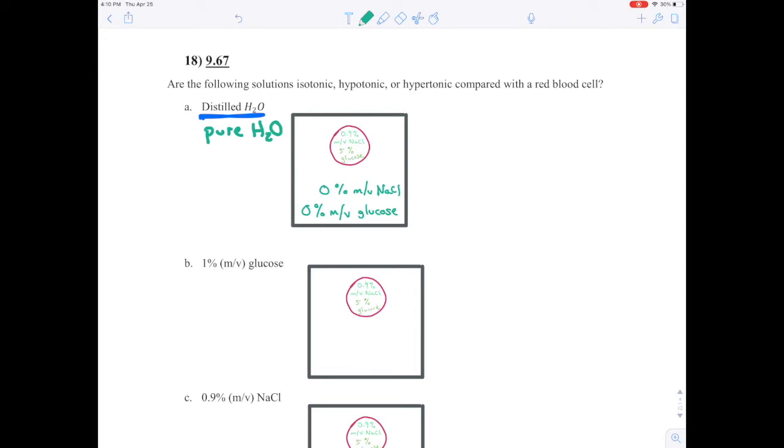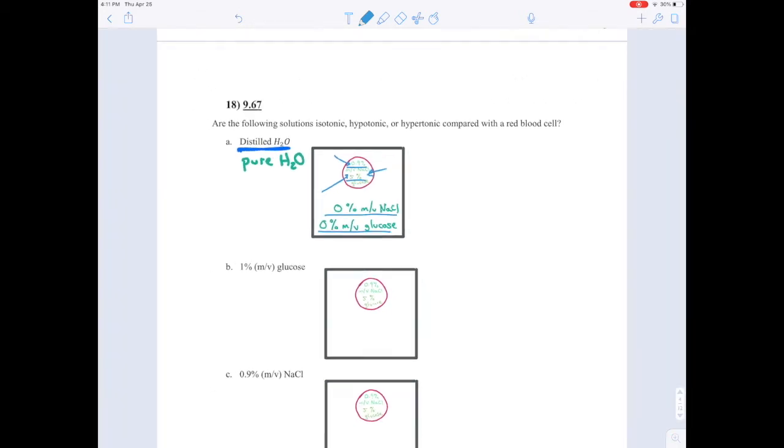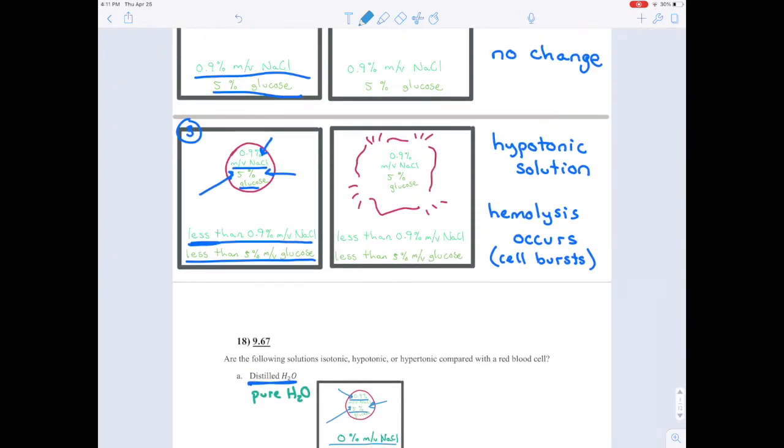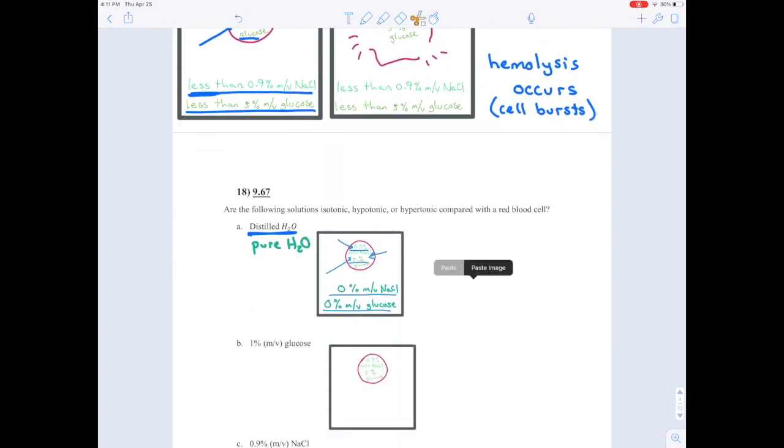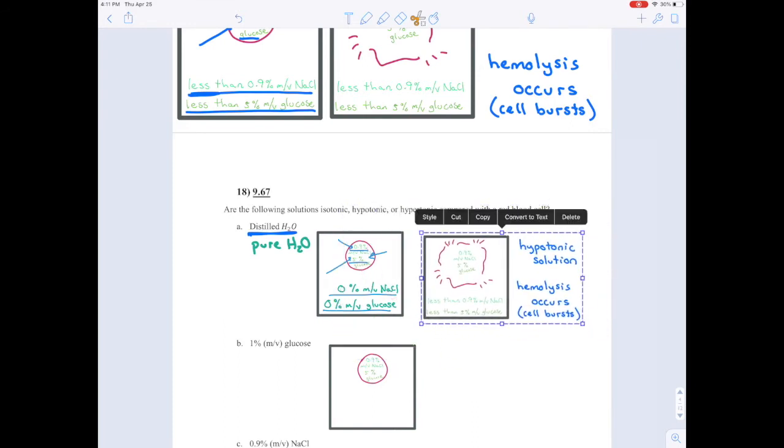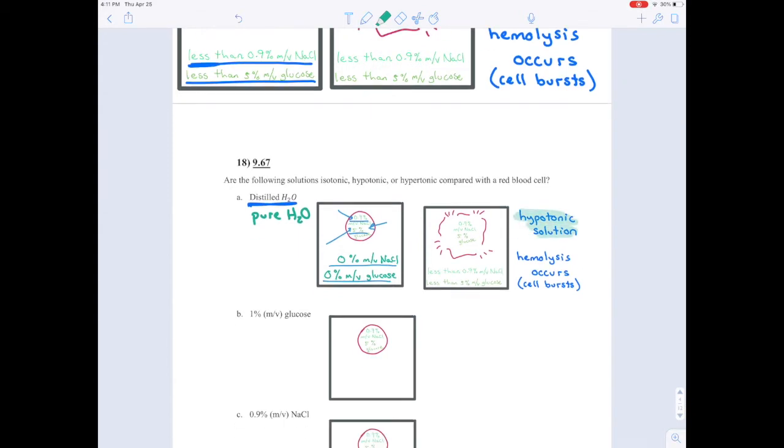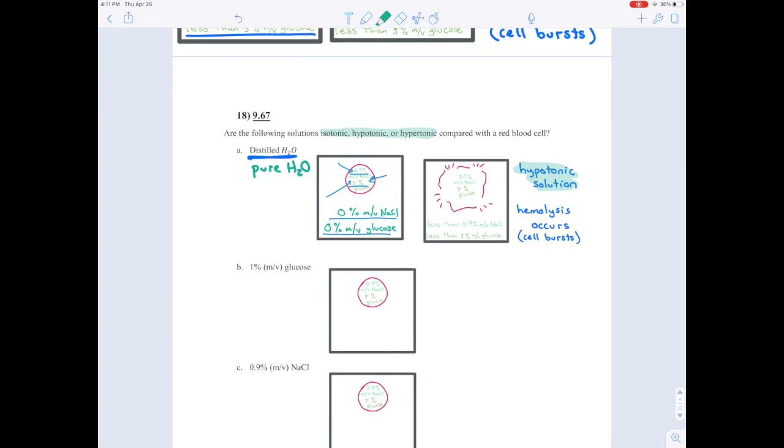Okay. So now we want to look at these values, 0 on the outside, 0.9 and 5 on the inside. Which one's bigger? The inside, so water follows that solute, goes into the cell, and ultimately the cell swells up and bursts, like we saw in case 3. So that is what happens here, and we can see that because you have less solute outside, it's a hypotonic solution, and you would get hemolysis. They're just asking, is it isotonic, hypotonic, or hypertonic? So for this one, you'd say hypotonic.